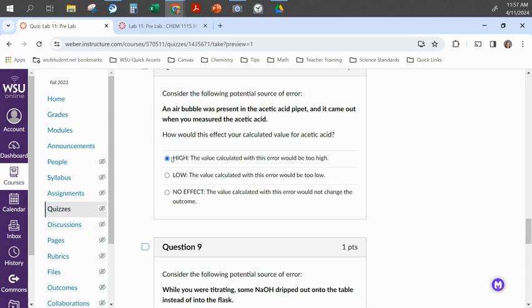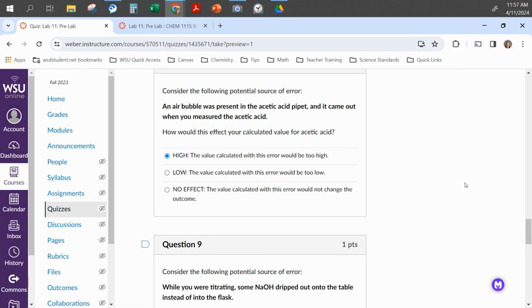This one also doesn't make sense to me. I think you're adding less, right? Yeah, you'd add less. The quiz that came from Weber State says high. Okay, I agree with you. This one I am not sure because intuitively you've added less than you thought. But it says high, so we're going to put high.